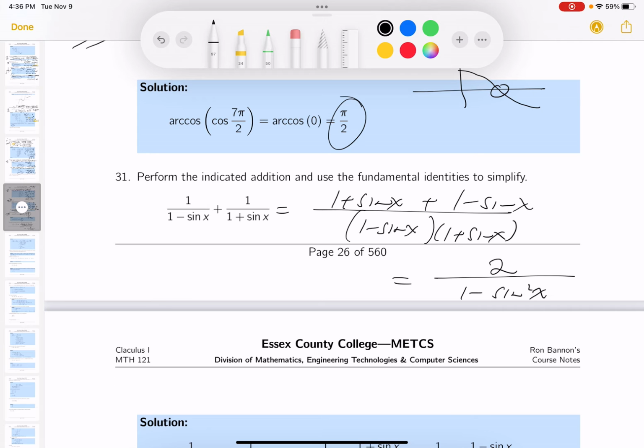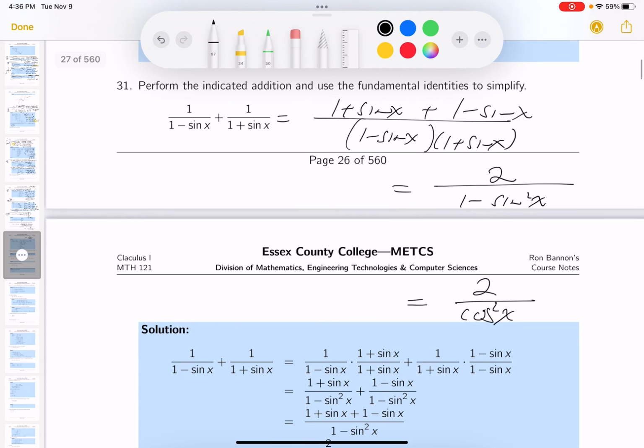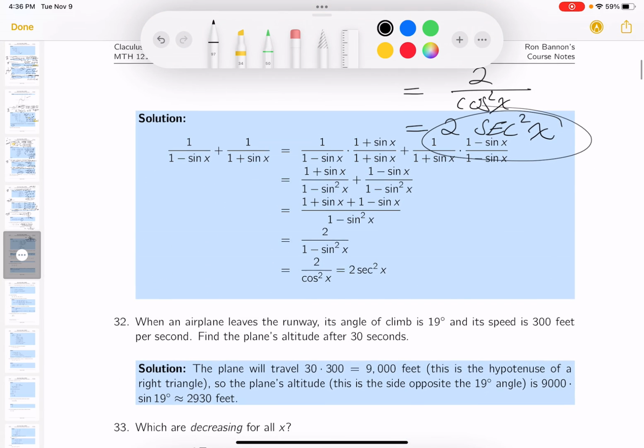And I recognize that. What's that going to be? That's going to be 2 over cosine squared of x. And I can write that a little bit simpler, by the way. That's going to be 2 secant squared x. I'm going to say it's the simplest form I could write down. What do they got? Answers are looking at it right over here.